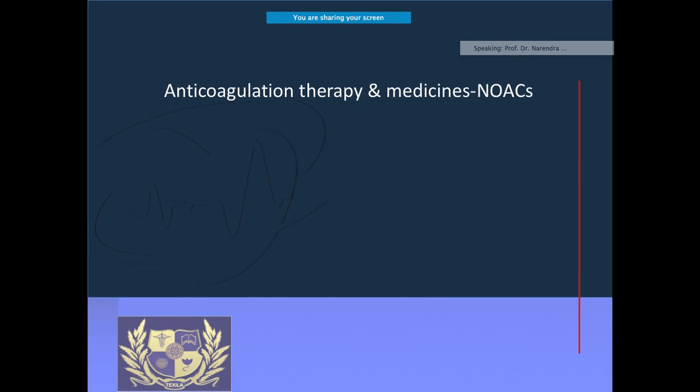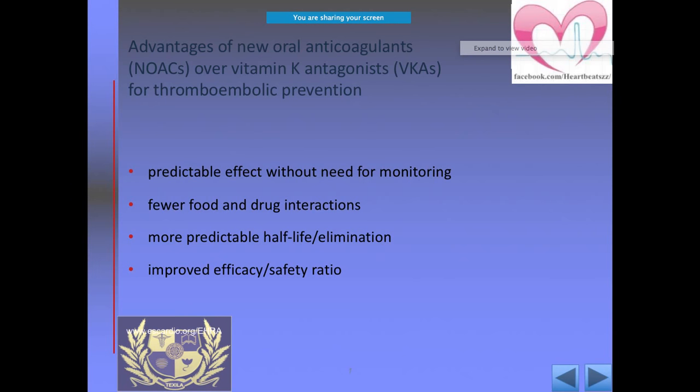Are you all aware of NOACs? What is NOACs? Give me some example. NOACs stands for new oral anticoagulants, especially compared to the conventional vitamin K antagonists for thromboembolic prevention. The big advantage for them is not only a predictable effect without any need for monitoring, but also fewer food and drug interactions. They have a much more predictable half-life and elimination as well.